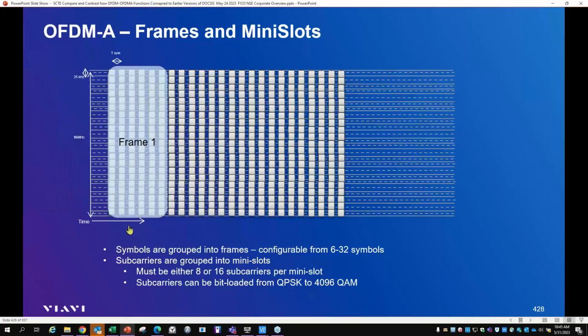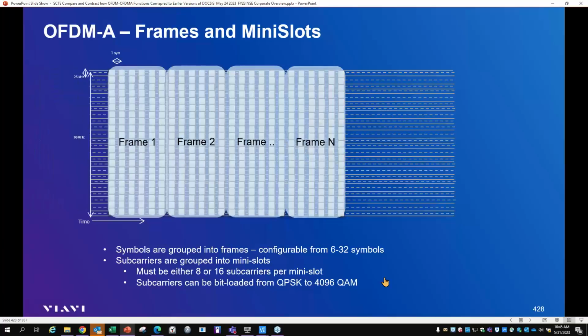When we look at each symbol, each data row is a symbol, right? The symbols are broken down into frames, and the frames can be 6 to 32 symbols themselves. The subcarriers are grouped into mini slots, right? Therefore, each individual frame is broken down. Subcarriers can be bit loaded. So here's mini slot number 1. It could be 8 to 16 subcarriers and various modulations.